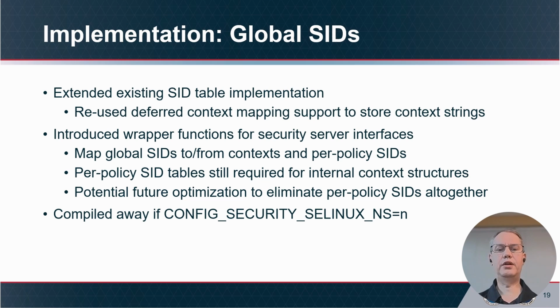Currently, the global SIDs are mapped to the per policy SIDs in order to use the existing underlying security server functions, which still need to find the internal context structures that are policy specific. However, it would be possible as a future optimization to eliminate these per policy SIDs altogether and directly map the global SIDs to the per namespace context structures. To avoid imposing overhead on the case where one isn't using SELinux namespaces at all, the global SID table and mapping is compiled away entirely if the corresponding kernel configuration option is set to no.